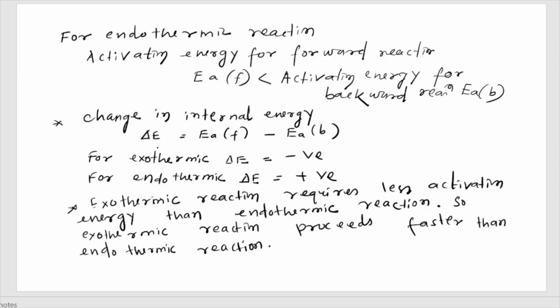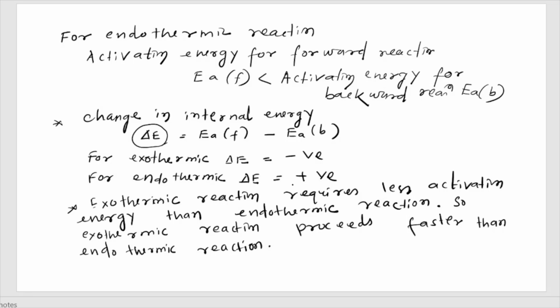How do we calculate delta E? That means the activation energy of the forward reaction minus the activation energy of the backward reaction. How do you get the minus sign? For an exothermic reaction, delta E is minus. For an endothermic reaction, delta E is plus.